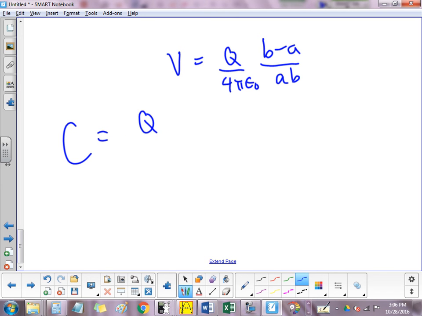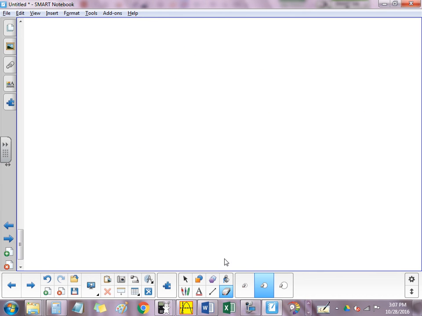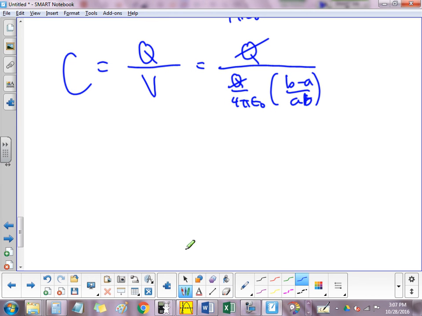C is Q over V. So we have Q over 4 pi epsilon naught times B minus A over AB. And the Q's cancel, and we get 4 pi epsilon naught. Oh, I need more room. We get the capacitance of a spherical capacitor is finally 4 pi epsilon naught times the reciprocal of B minus A over AB, or you could say AB over B minus A.